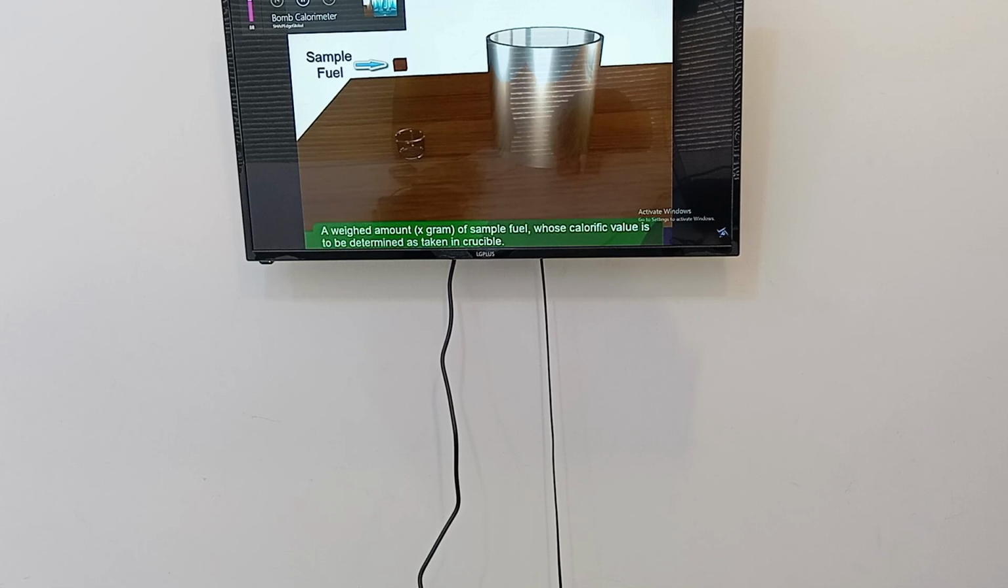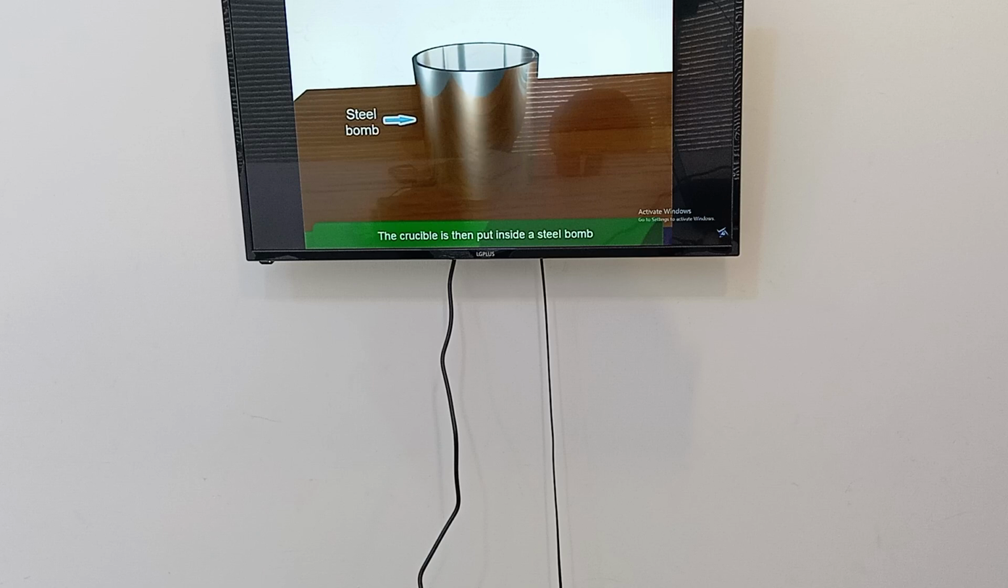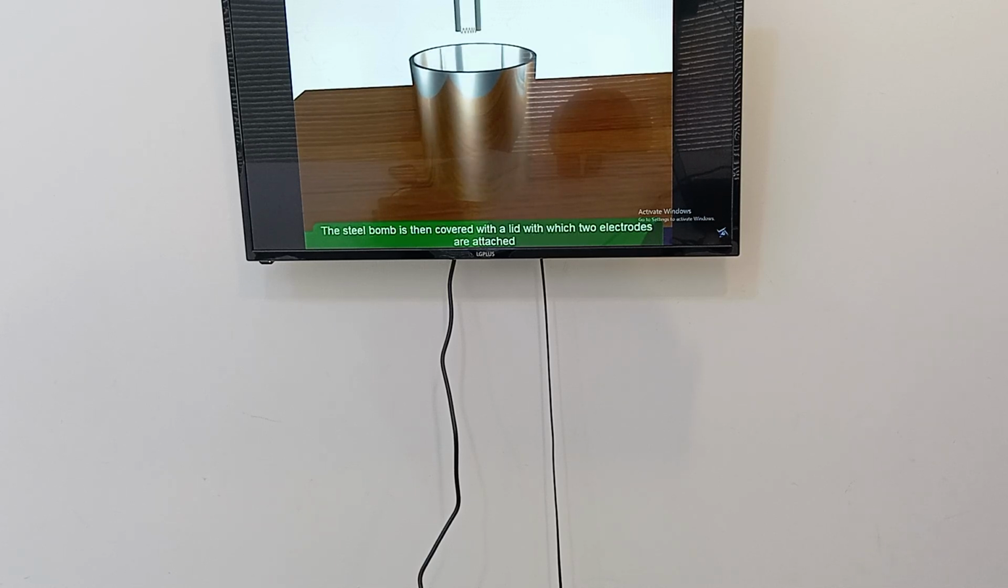The fuel whose calorific value is to be determined is taken in a crucible. The crucible is then put inside a steel bomb. The steel bomb is then covered with a lid with which two electrodes are attached. Magnesium or platinum fuse wire is tightly stretched across the electrodes.